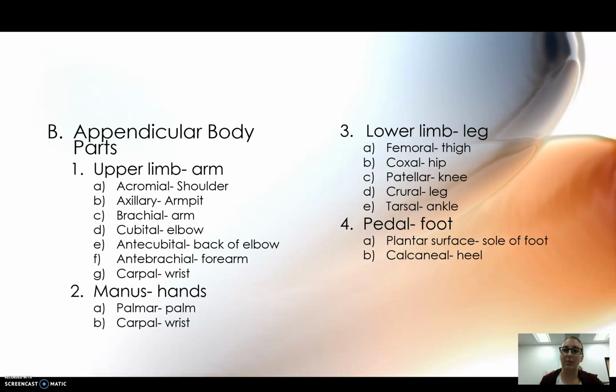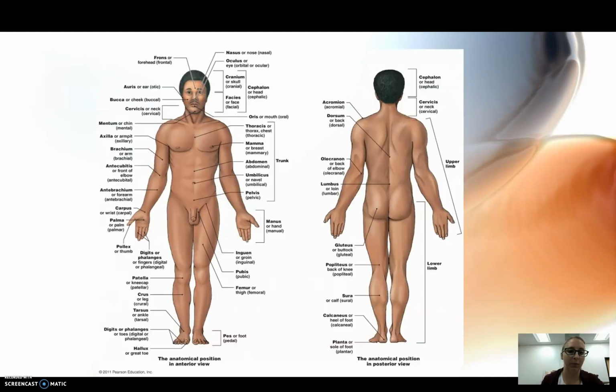Pedal, like you're riding a bike and you are putting your feet on the pedals. So pedal is foot. Plantar surface is the sole of your foot. Calcaneal is heel, and it's named so because of the calcaneus bone.